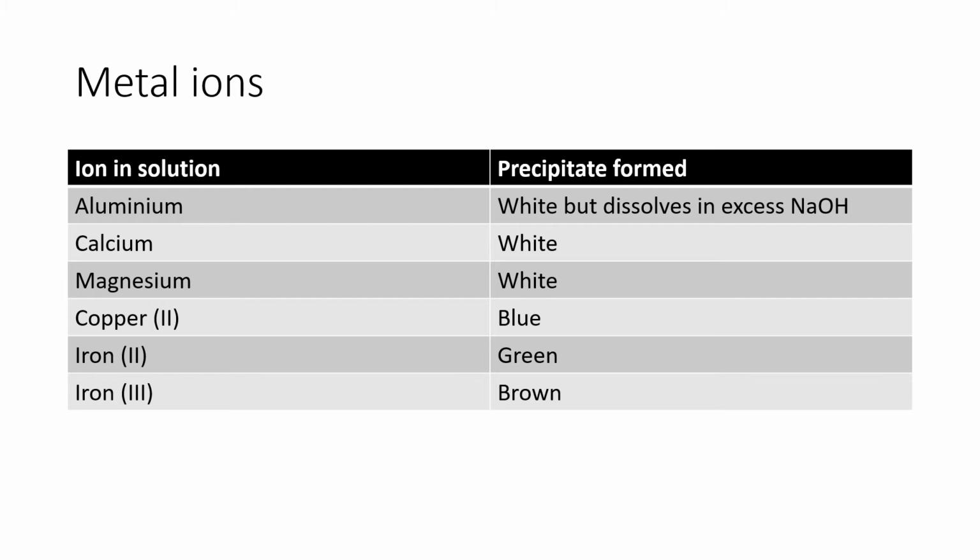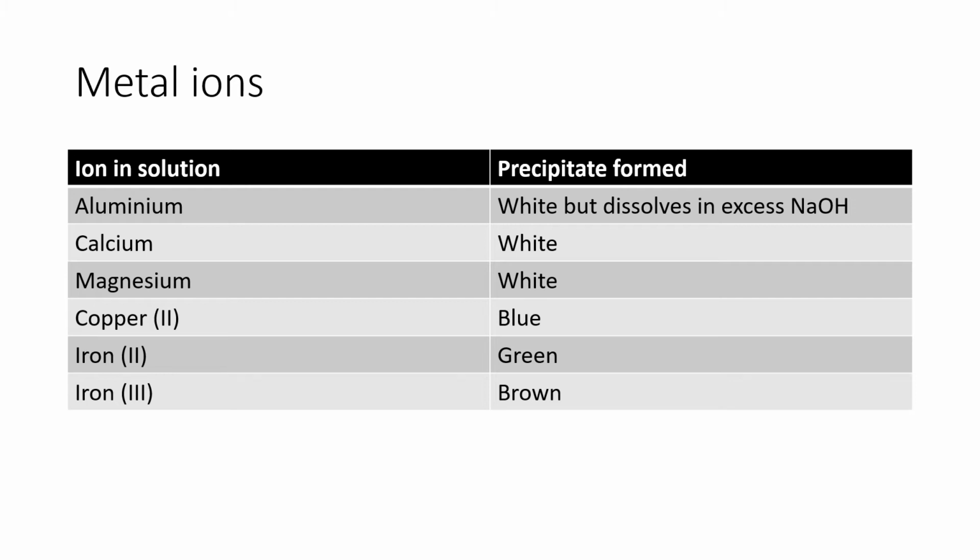Now, if you add sodium hydroxide to aluminium, you form a white precipitate. But if you keep adding sodium hydroxide, that white precipitate will actually dissolve, which is different to the next two, which form a white precipitate. Calcium will form a white precipitate, and magnesium will also form a white precipitate. So it's very hard to distinguish between those three, because all of them are going to form a white precipitate.